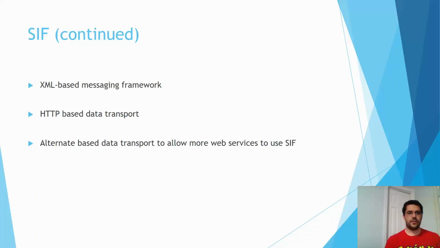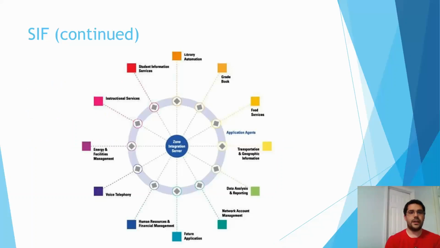Here's a diagram I found that shows everything it's meant to do. You can see it's got library automation, grade books, food service, transportation, even where students live, data analysis and reporting, network account management, future applications, so more stuff can be added later, human resources within the school, voice within the schools, energy and facilities management, instructional services, student information services.